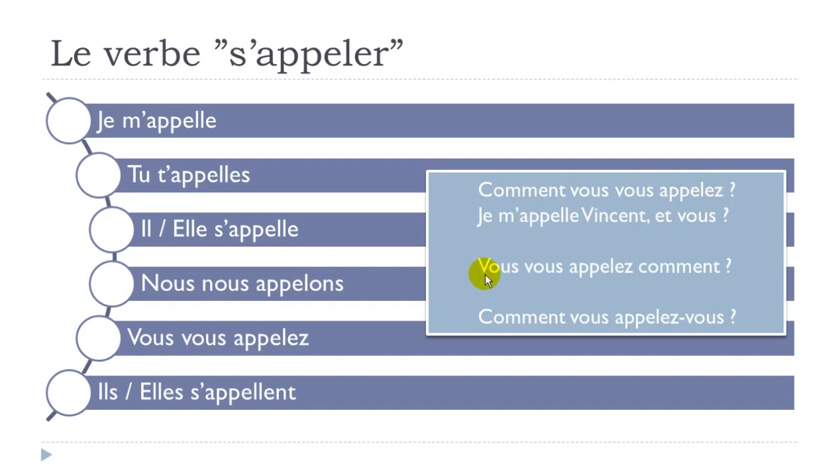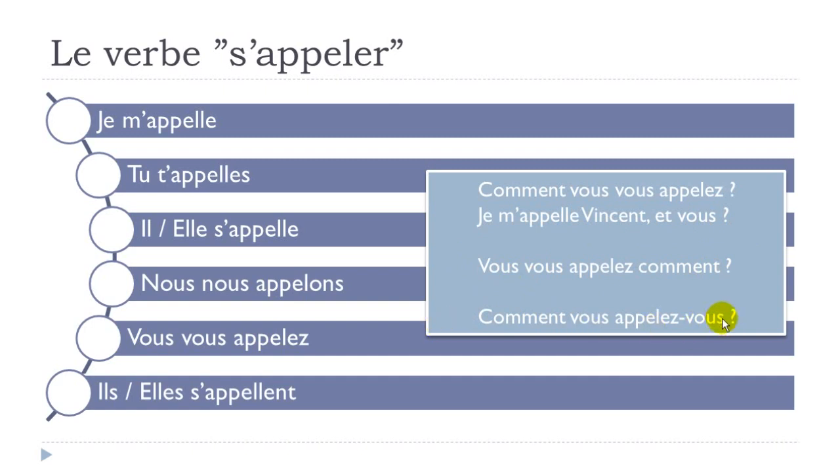Okay. So first you started with comment and then vous vous appelez. That's a common way of asking the question. The other possibility would be to start with vous vous appelez. Technically you just take the verb and then you put this comment, how, at the end. It would be possible as well. Remember to raise your voice. Vous vous appelez comment?